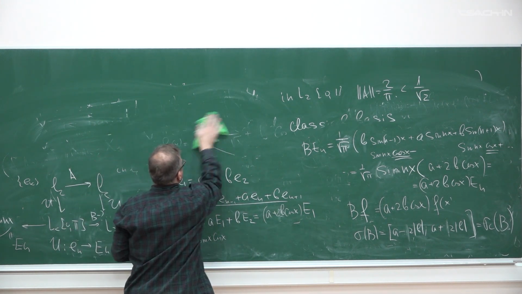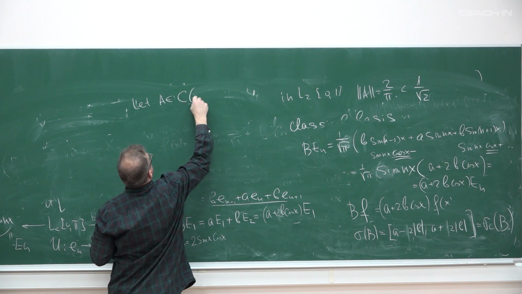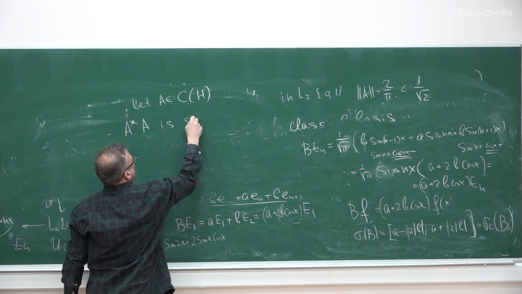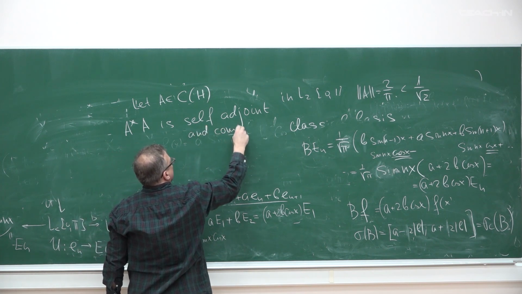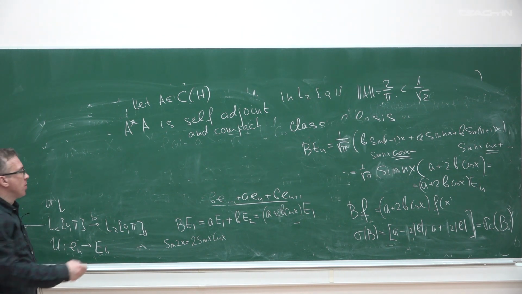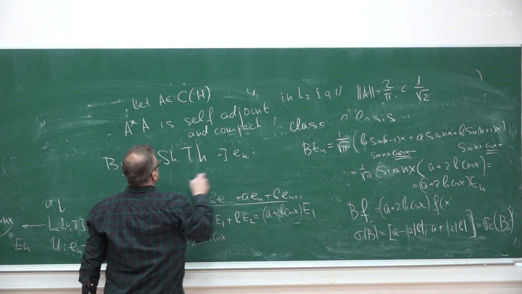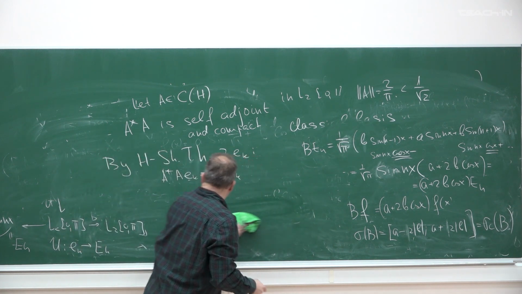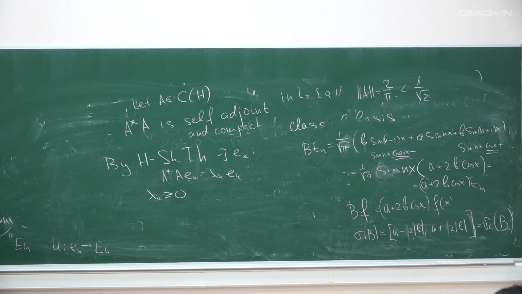Again, come back to the Hilbert-Schmidt theorem. Let A be compact in some Hilbert space. Then A*A is self-adjoint and compact. By the Hilbert-Schmidt theorem, there exist e_k, and we know that gamma_k are positive, or non-negative, because the quadratic form is non-negative. Define new numbers.